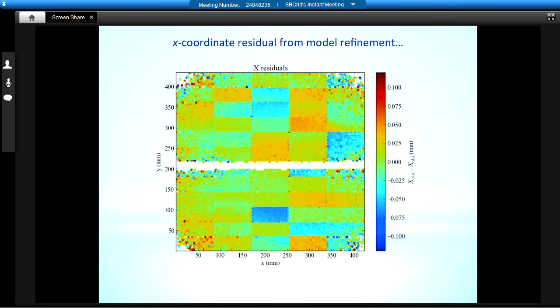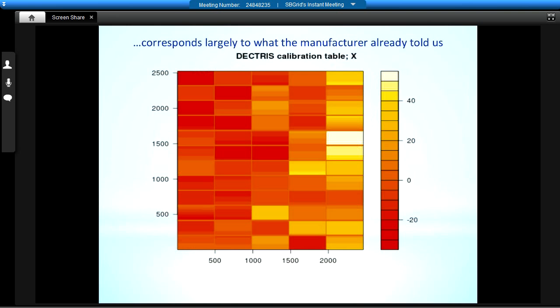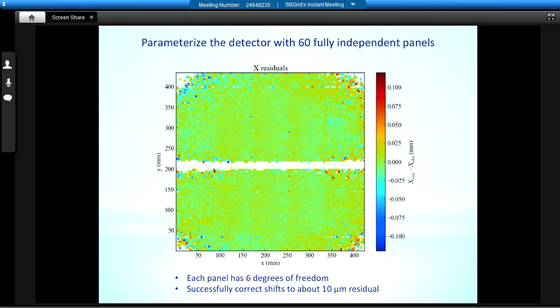The color coding is different, but this is the residual fit with DIALS, and this is what Dectris has already told us about the X translation. So it sure enough is a fit. And then we can use these corrections that we determined from modeling and correct it.